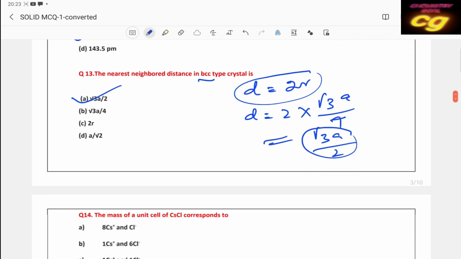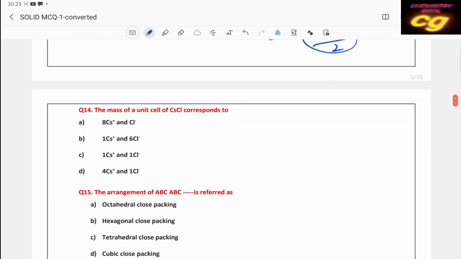Okay, then next question, question number 14. The mass of unit cell of cesium chloride corresponds to... cesium chloride, the coordination number is 8:8, but the ratio is 1:1. That's why it is C answer. The correct answer is 1:1, because the number of cations and anions is the same, so their mass ratio will be the same. One cesium ion and one Cl minus ion.